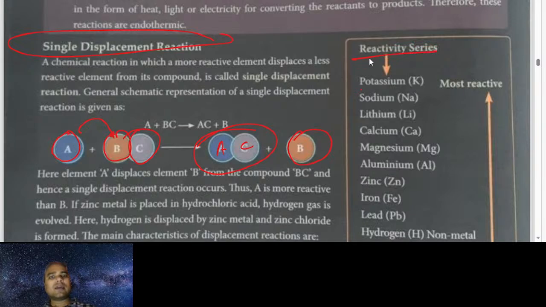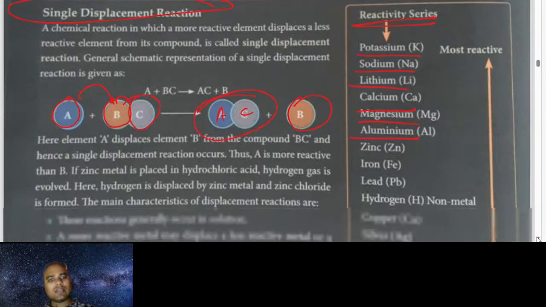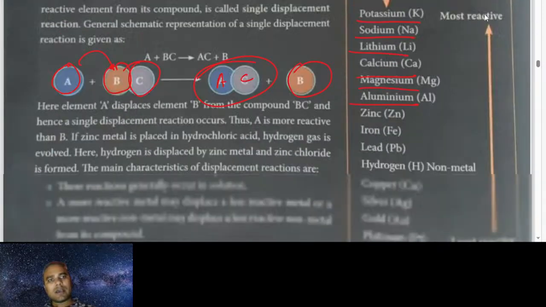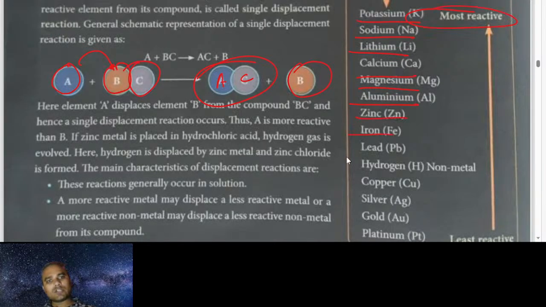There is the reactivity series, student. You can see potassium, sodium, lithium, calcium, magnesium, aluminum. At the top, these are the most reactive; then zinc, iron, lead, hydrogen, copper, silver, gold and platinum. So at the end what is there? Platinum, gold and silver. Why are they used as ornaments, student? The reason behind this is that they are non-reactive. If they are not reactive, there is no attack by the atmosphere, so they can easily be used as ornaments. So this is the answer.